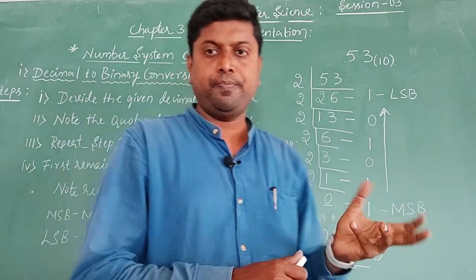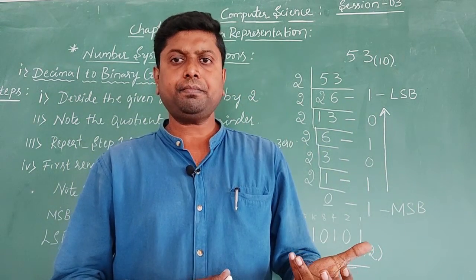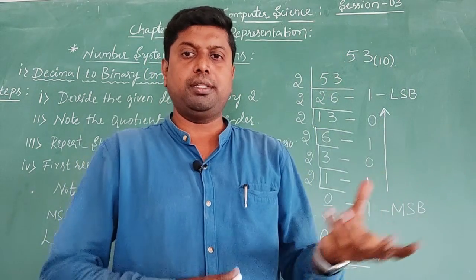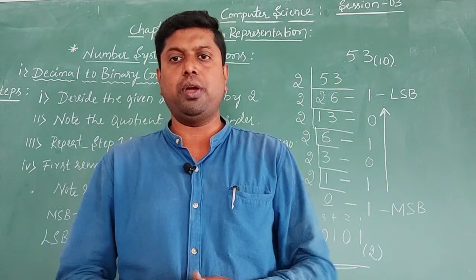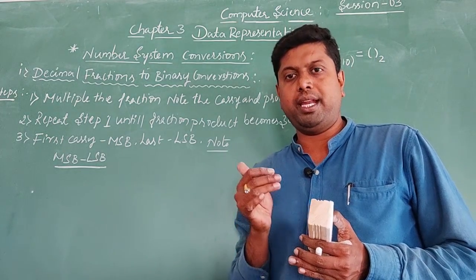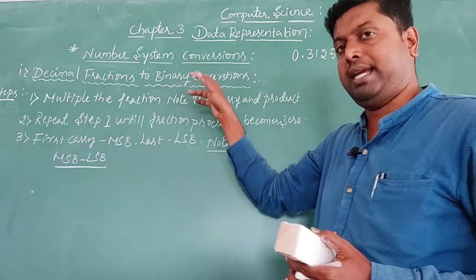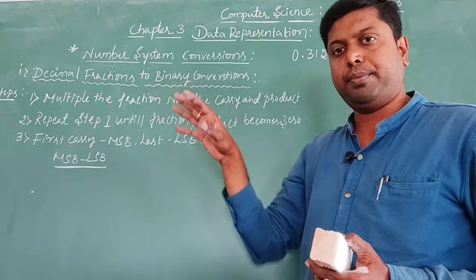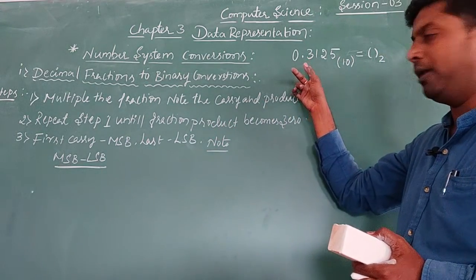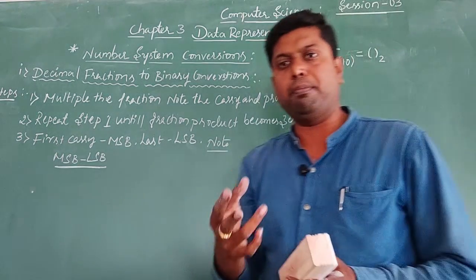But sometimes they may give some fractions. Some fractions they give, like 53.09. Then how to convert that .09 into a binary number? I will show in the next example. So after decimal to binary number conversion, now decimal fractions to binary conversion. The last example we discussed was a normal decimal number, but now this is an example of a decimal fraction number. Now we have to convert that into binary.